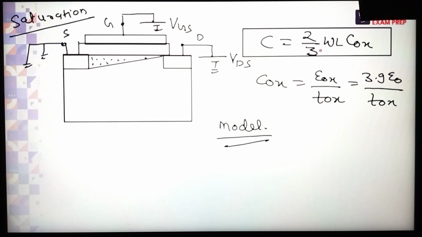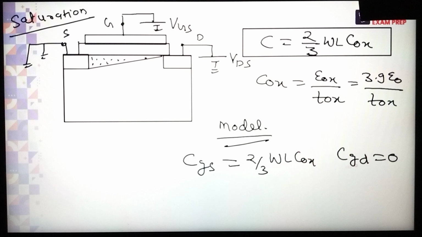Again, here we have the negative charge and here we have the positive charge, just like accumulation. So what is the capacitance, everyone? Again, the oxide capacitance. What is the oxide capacitance? A into COX. What is A? WL into COX. What is COX? Epsilon naught by TOX.